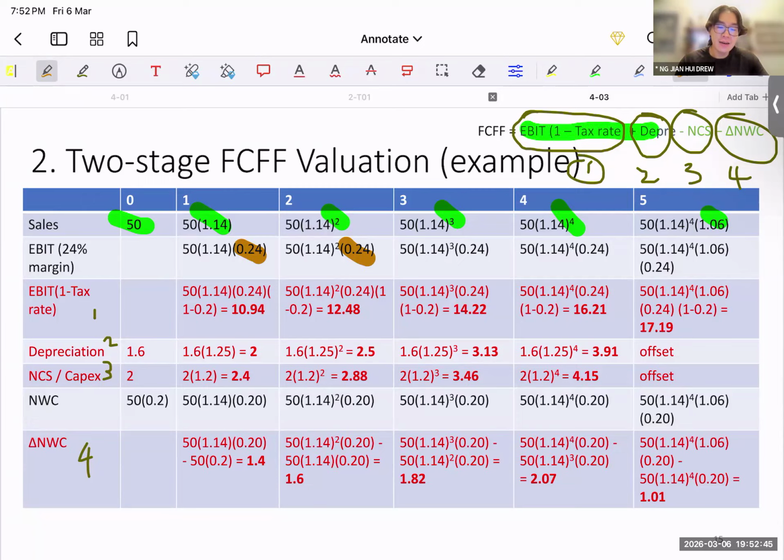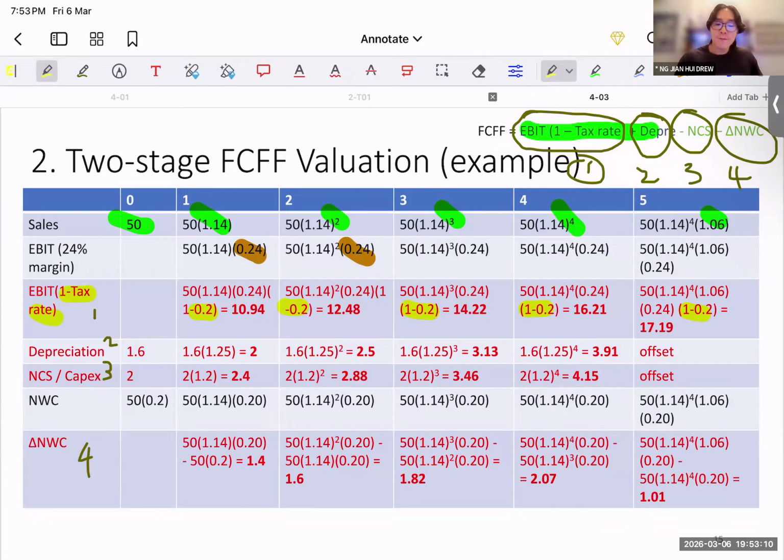And then the first formulation that we need to calculate for your FCFF model is EBIT times 1 minus tax. Because we have calculated EBIT, we just multiply by 1 minus tax here to give you the first formulation.